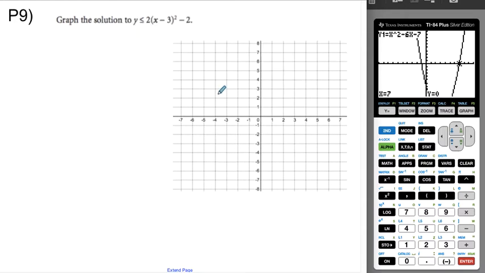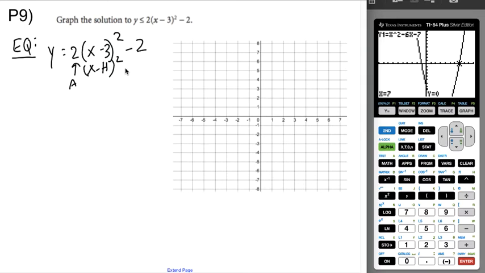All right, so last one. Same idea. If I look at the equation, not the inequality, I have y equals 2 times (x minus 3) quantity squared minus 2. My a is 2, my h is 3, and my k is negative 2. So what that tells me is that my vertex is going to be at (3, negative 2). And my a being 2 means I go over 1 and up 2, over 1 and up 2.